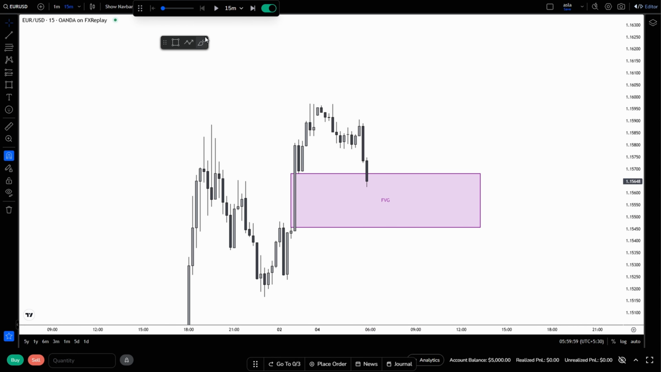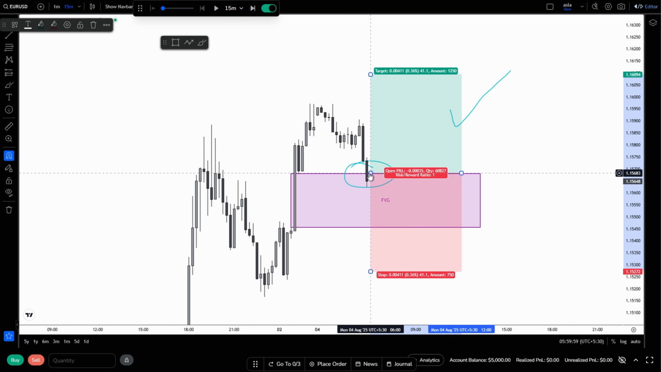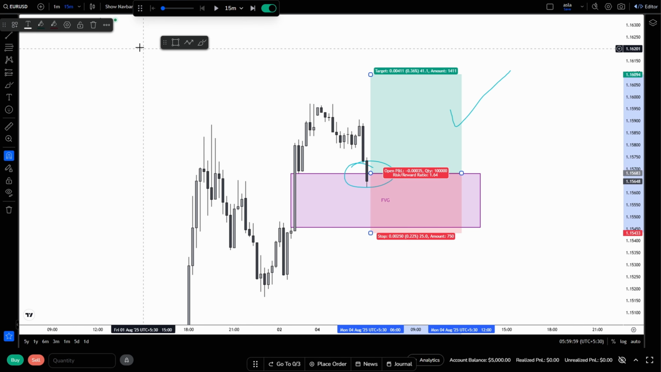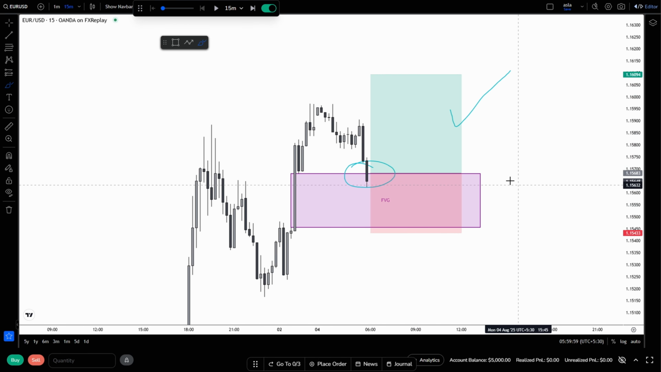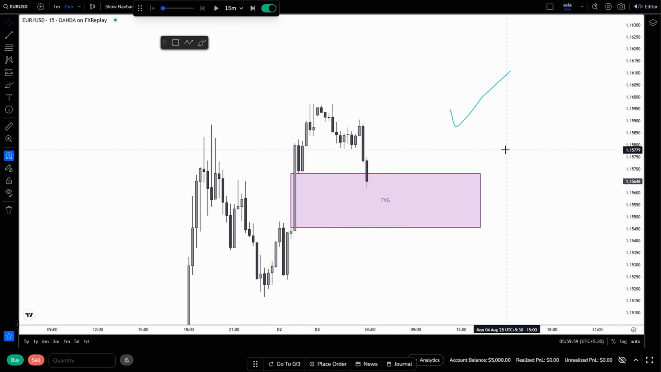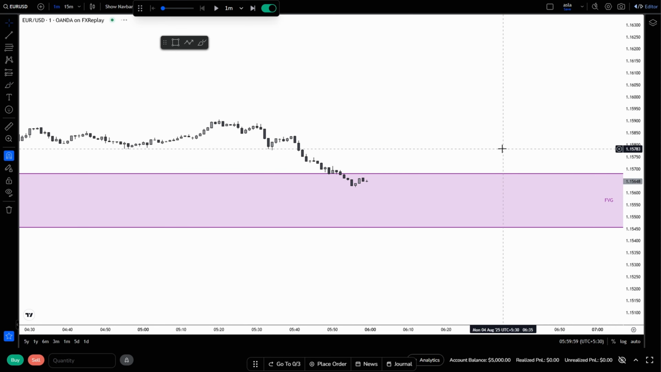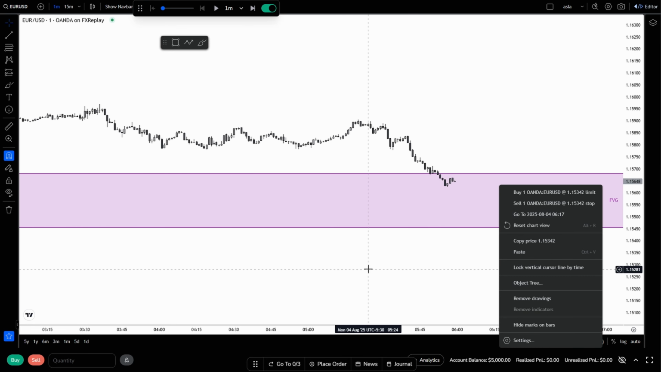But here's the important part. Just because price enters a fair value gap does not mean I automatically take a long. I need confirmation. So I do the exact same thing every time. I zoom into a lower time frame and look for a market structure shift to the upside.